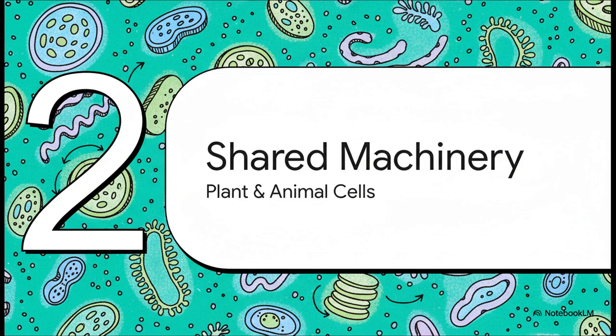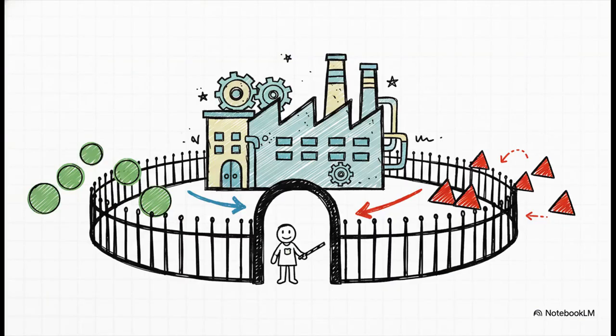This is the universal stuff, the machinery that is absolutely essential for any cellular operation to even get started. First things first, you can't have a factory without some good security, right? You gotta have a perimeter, a gate. You need to control what comes in and what goes out. In the world of the cell, that crucial job belongs to the cell membrane.